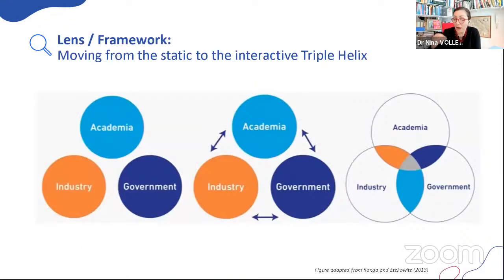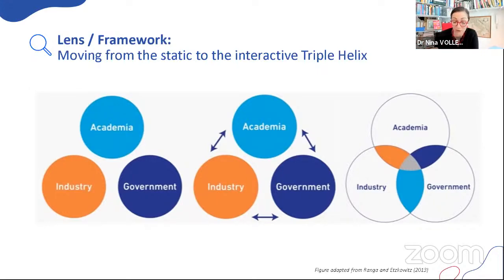Let's look at how we can be moving from a static to an interactive triple helix. Starting on the left, you have the static triple helix. This is typically present in lower income countries. The three spheres, academia, industry, and government, are separate. Industry is regarded as the national champion. Government plays the major role of steering academia and industry to encourage innovation, and academia's role is reduced, in inverted commas, to teaching and research. So in this model, government and industry don't leverage the knowledge generation potential of academia. Both teaching and research are too distant from industry needs, and this is what we're going to address on Wednesday specifically. And there's no incentive for academia to actually engage in research with industry.